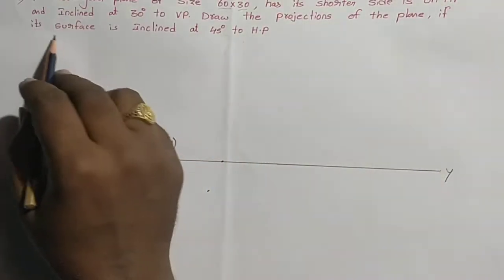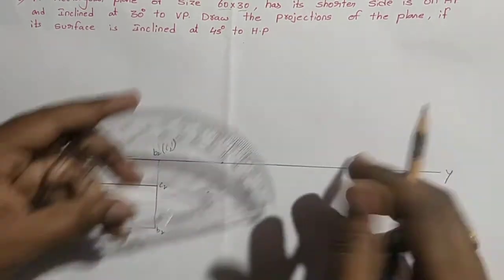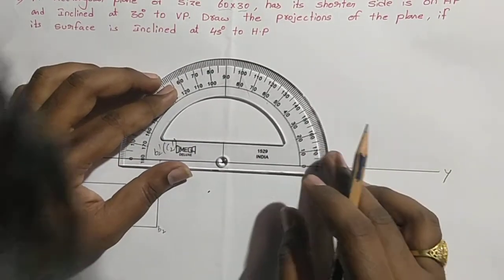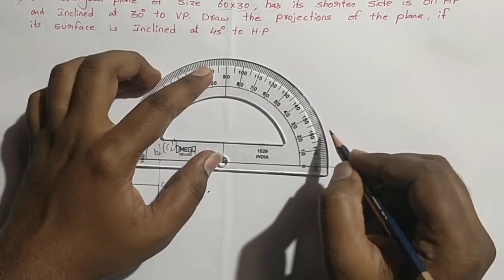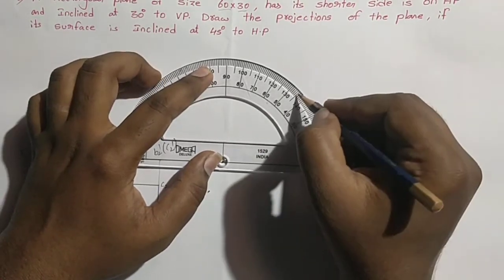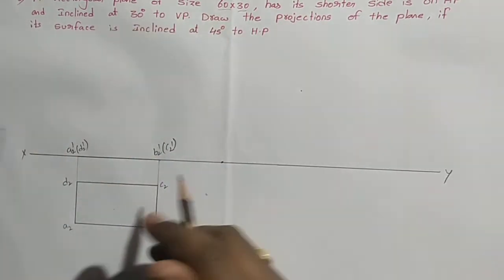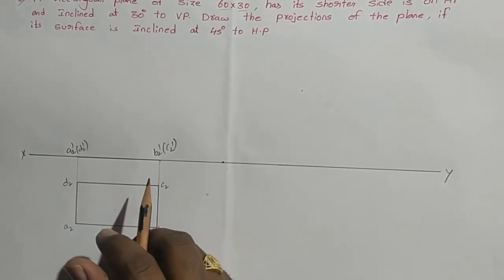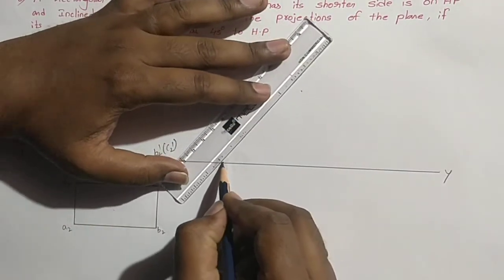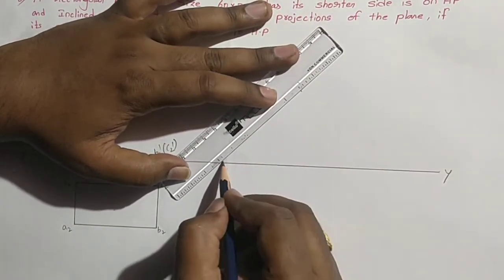Here they have given the surface is inclined at 45 degrees to HP. Because the shorter side is on HP, first I am giving inclination with respect to HP, the horizontal plane. Okay, it is the 45 degrees line. On this 45 degrees line we need to draw the cut.